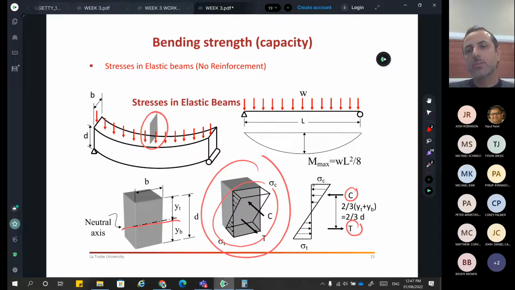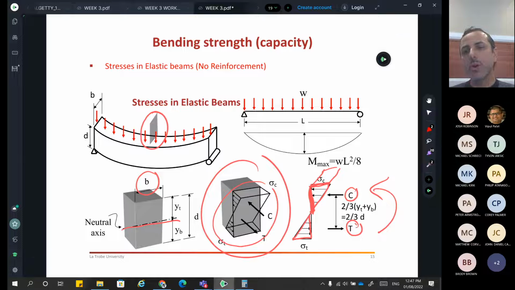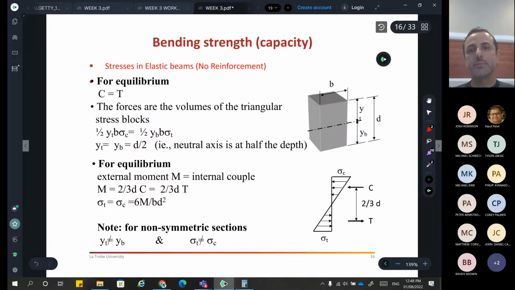The C component was just finding this triangular area, which is equal to the T, the tension area. You just multiply the compressive stress by half of the beam depth, and then multiply by B, the width of the section. That will give you the C. And if you want to find the moment capacity of the section, you just multiply one of those, C, by the lever arm. That was before. And again, that's all described here.